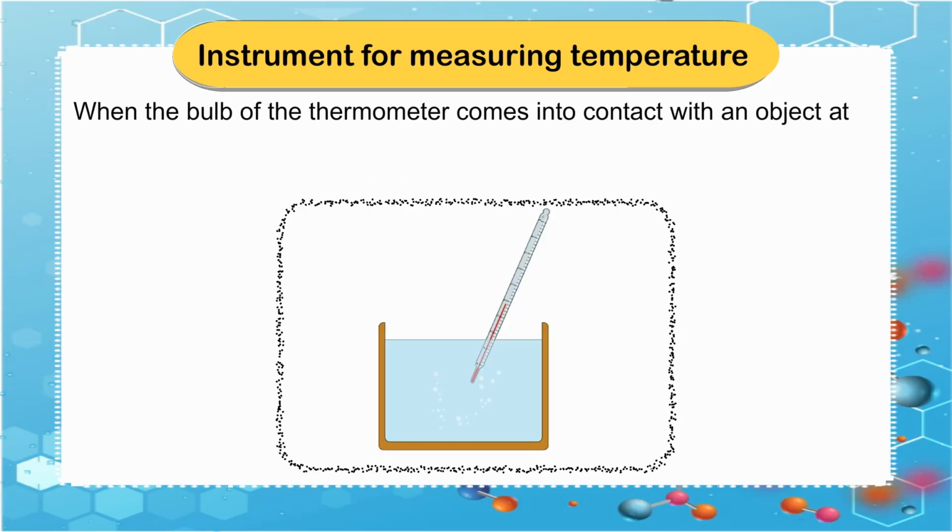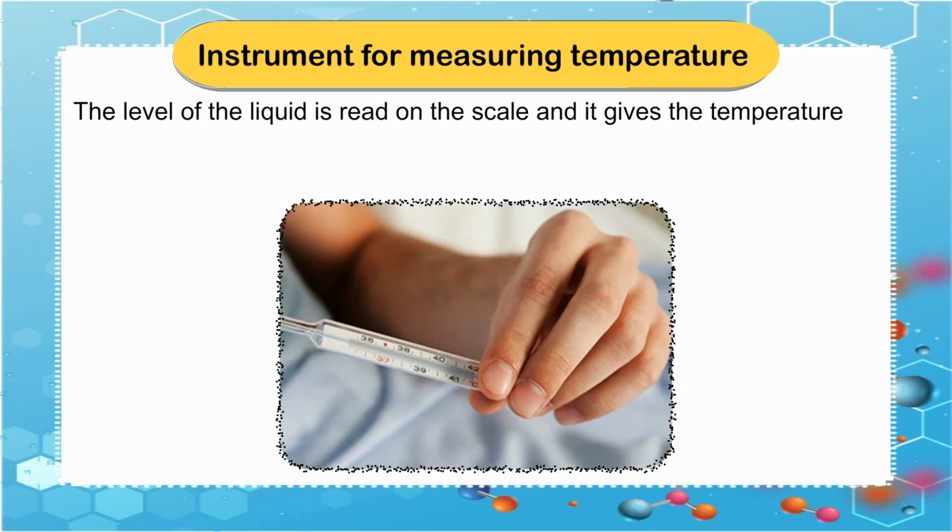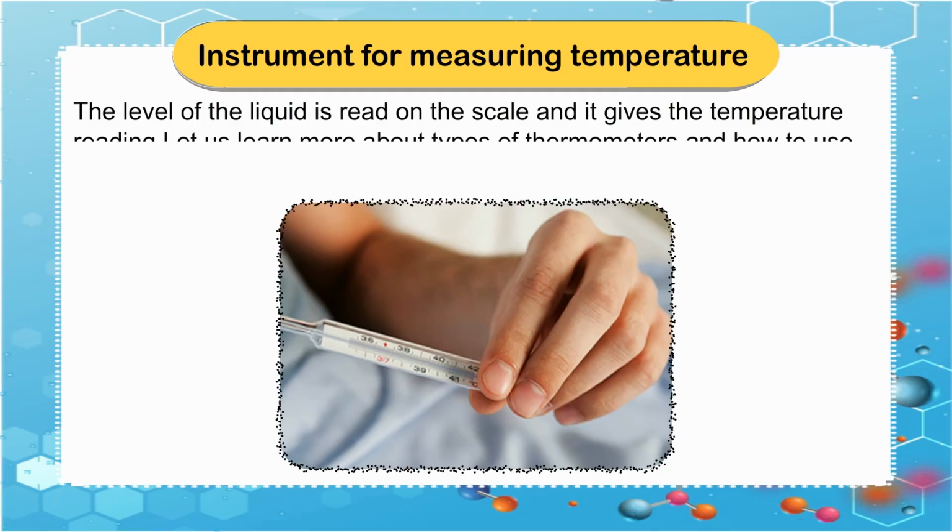When the bulb of the thermometer comes into contact with an object at higher temperature, the liquid in the bulb expands and rises up in the capillary. The level of the liquid is read on the scale and it gives the temperature reading. Let us learn more about types of thermometers and how to use them.